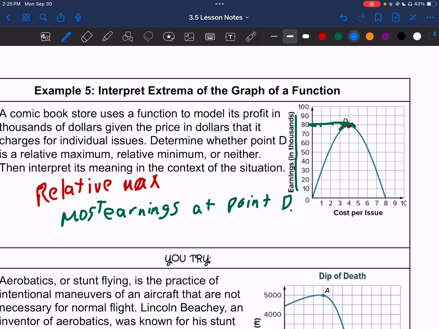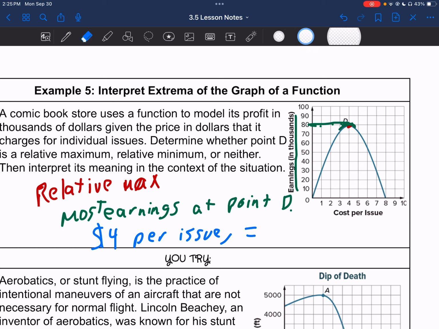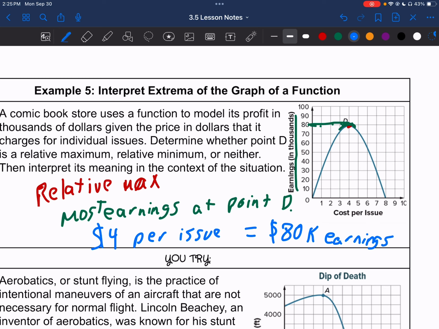So to put it another way and be more specific, if we were to charge $4 per issue, we're going to equal $80,000 in earnings. All right, so that's the maximum. You could charge more per comic book, but you're not going to be able to make as much money as if you charge $4 per issue. That is your magic number.